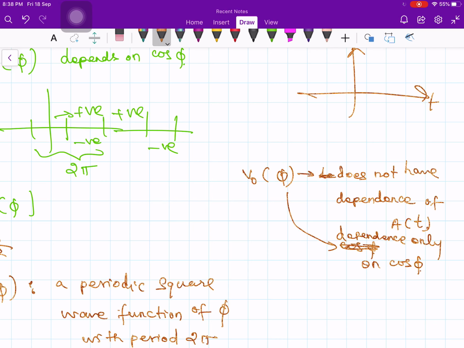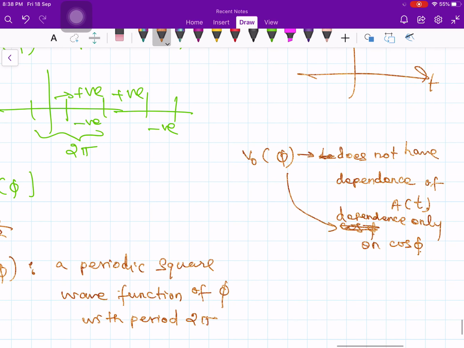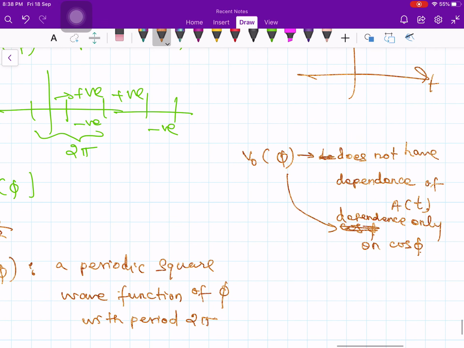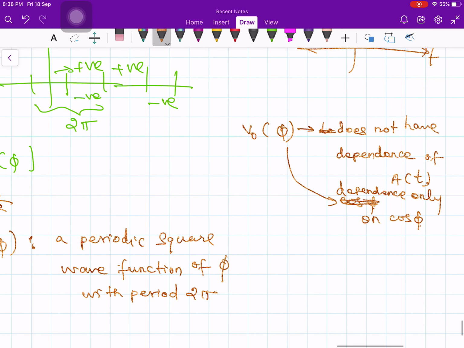Cos phi, and cos phi is greater than 0, your v naught of phi is 1, and in that case your a of t just disappears from the picture in our consideration. It is absolutely of no consequence. So this is an important point.